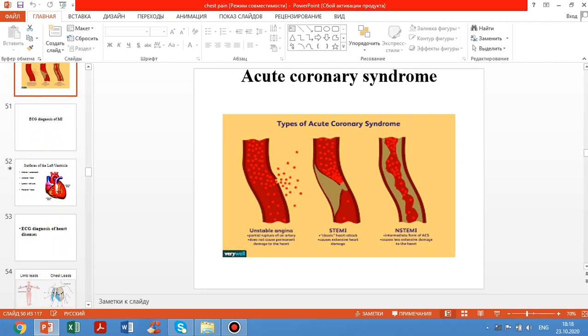In acute coronary syndrome, you can see unstable angina, where there is rupture of the plaque. ST elevation myocardial infarction, where there is thrombus and the vessel is closed, so blood is not flowing inside the vessel, and no ST elevation myocardial infarction. There is some flow inside the vessel, but otherwise there is thrombus inside the coronary artery.